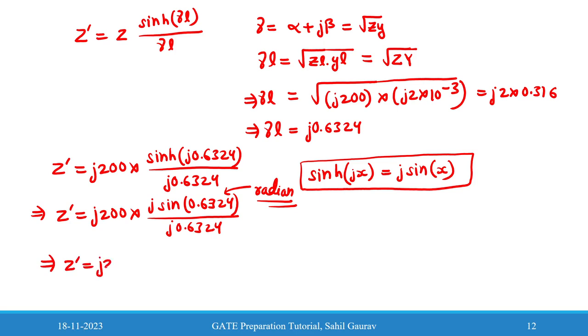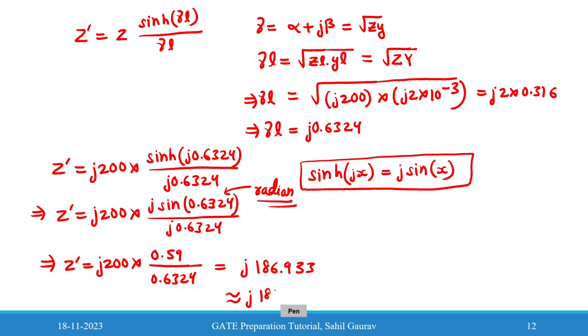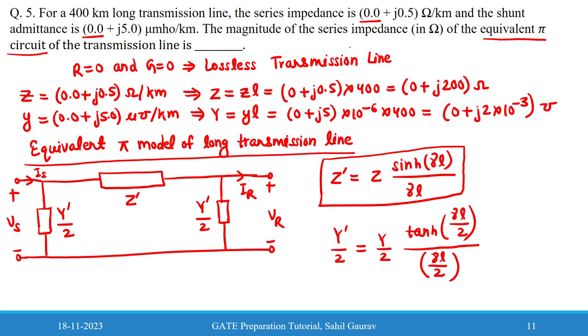Now Z dash will be j 200 into 0.59, and the j will get cancelled out, divided by 0.6324. This will give you j 186.933, which is approximately j 187. In this problem, it is asked about the magnitude, so we will directly write 187 as the answer. So the correct answer is that the magnitude of series impedance is 187 ohm, and this problem was asked in GATE 2014. It is of 2 marks. So the correct answer for this problem is 187 ohm.